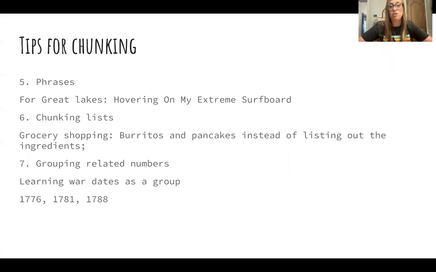Another tip is to group related numbers. If there are several pieces of information that you're trying to learn, make related groups. So if you needed to learn the war dates, you could say, okay, 1776, 1781, 1788. And by putting them in a group, it'll help you recall it a little easier.